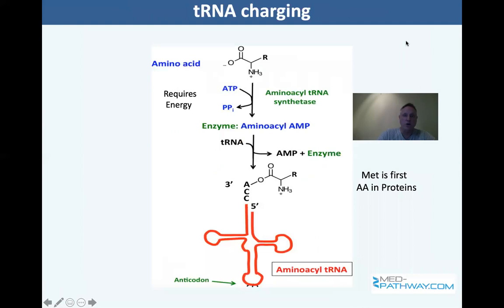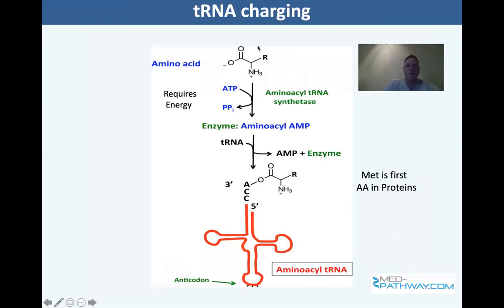So tRNA charging. So what we have then is an amino acid and an amino acyl tRNA synthetase. This enzyme is remarkable because it can recognize a certain amino acid and it can actually modify that such that it hooks up to the precise transfer RNA that's designed by the genetic code to recognize it. It requires a lot of energy. So you burn ATP to make the enzyme amino acyl AMP complex.